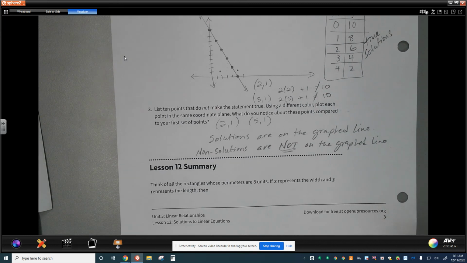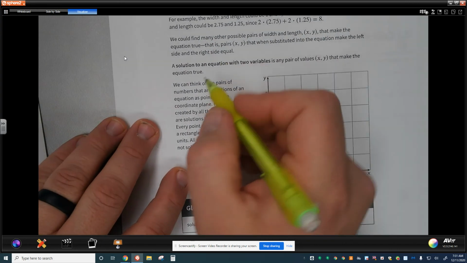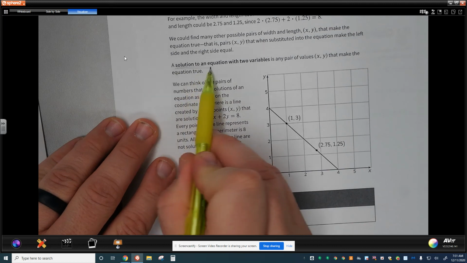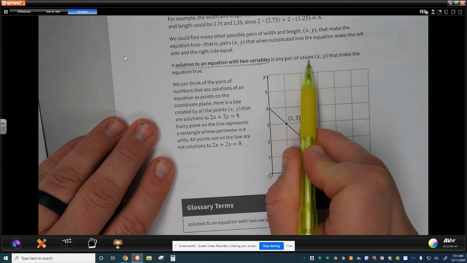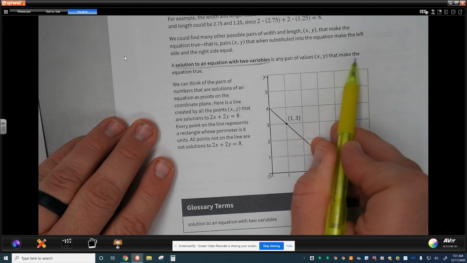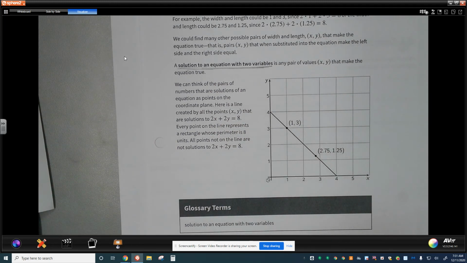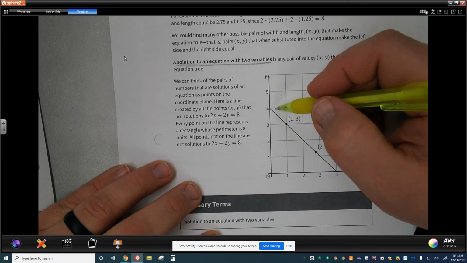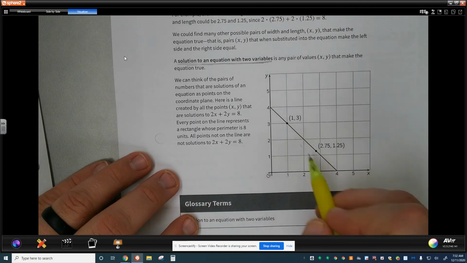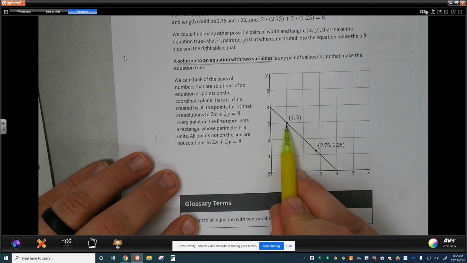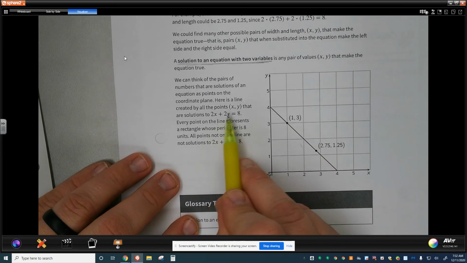It's a pretty straightforward concept, I think, but if you have any questions, let me know. So to summarize, what we're after with this is we really need to pay attention to this concept right here: a solution to an equation, you've heard me say this now a couple times, is any pair of values, x and y, that make the equation true. We can think of the pairs of numbers that are solutions to an equation as points on the coordinate plane. And those points on the coordinate plane, such as this line right here, such as 1 and 3, will make our equation true.